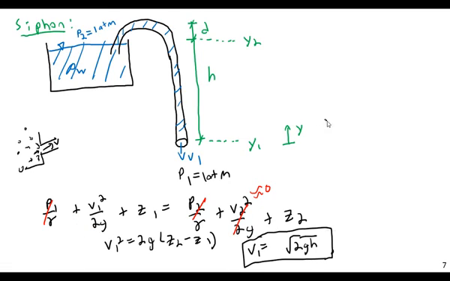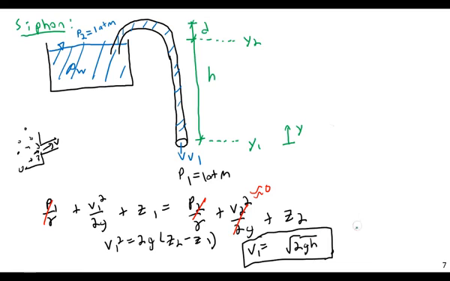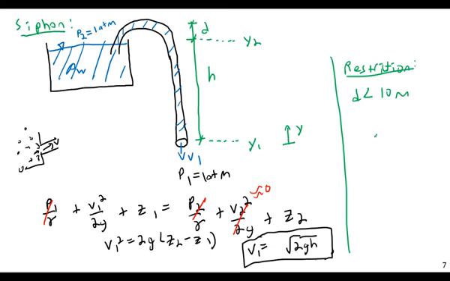And finally, I just want to mention one restriction on this. The restriction is that D must be less than approximately 10 meters, because ultimately the only way you can pull fluid out of this is to get the initial siphon going.